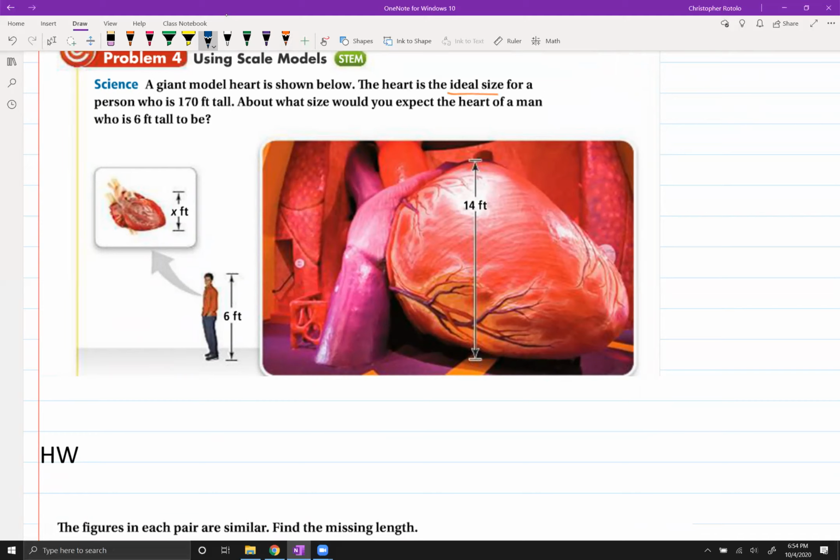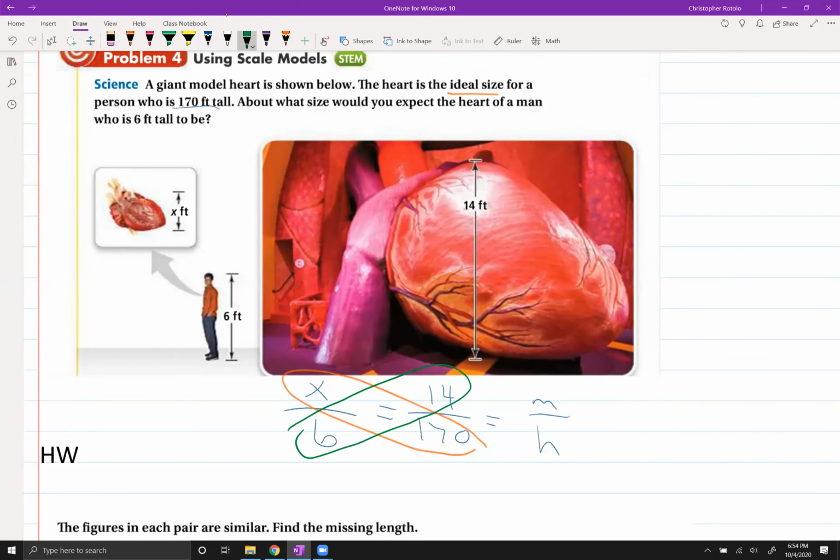What they tell us is this model heart that you can actually walk through, the traveling exhibit for a museum. If it's 14 feet tall for the model, the height of that person, they tell us, should be 170 feet. Now, if you're 6 feet tall, how tall should your heart be? Think about this. Is your heart humongous inside your chest? I mean, literally. You might have a nice big heart where you care about other people, but it shouldn't be over a foot tall. So if I get a decimal here, I'm okay with that.